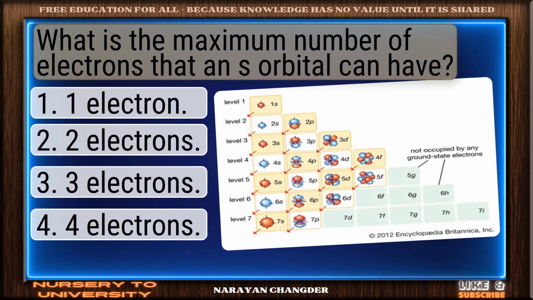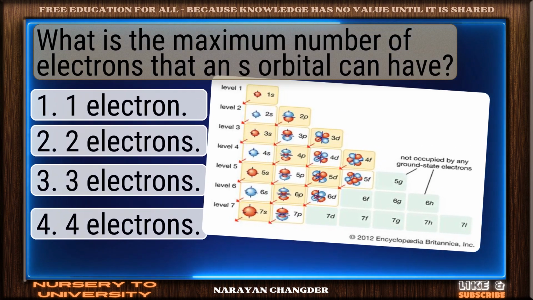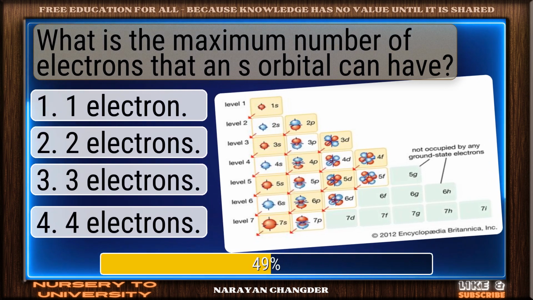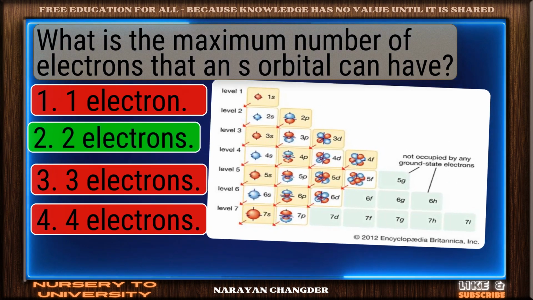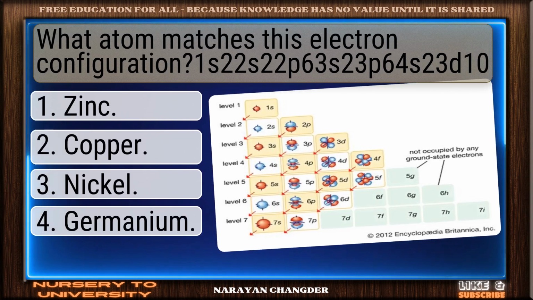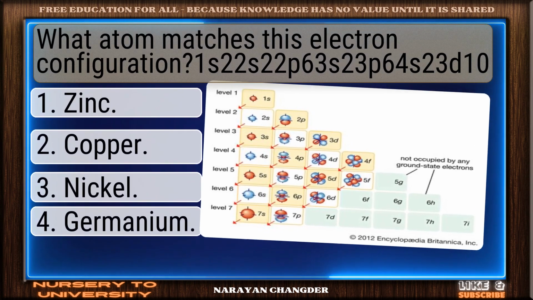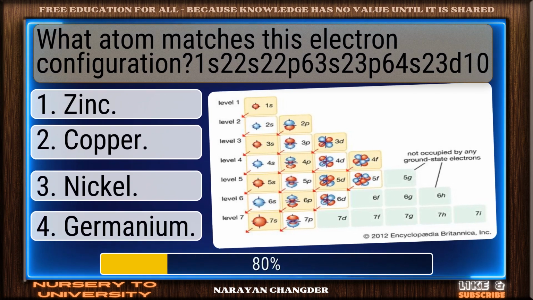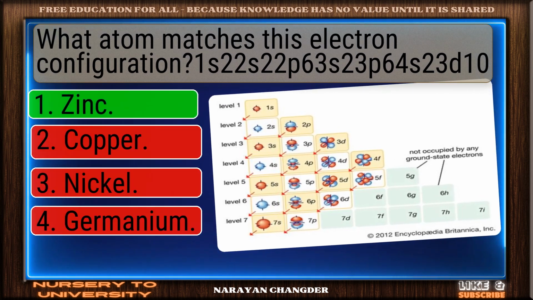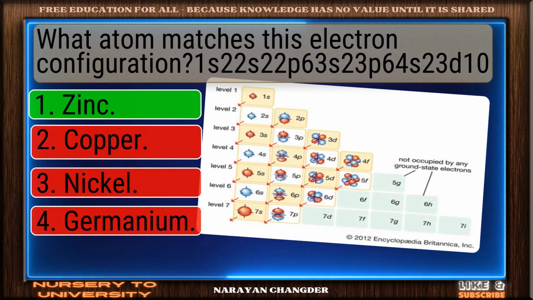What is the maximum number of electrons that an s orbital can have? Well done. 2 electrons is the right choice. What atom matches this electron configuration? 1s2 2s2 2p6 3s2 3p6 4s2 3d10. Sharp thinking. Zinc is the right choice.